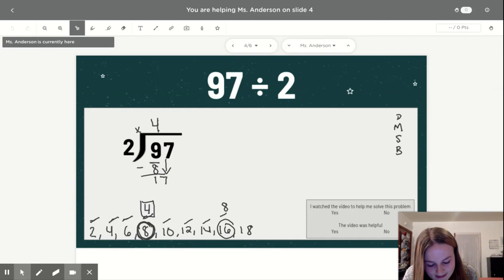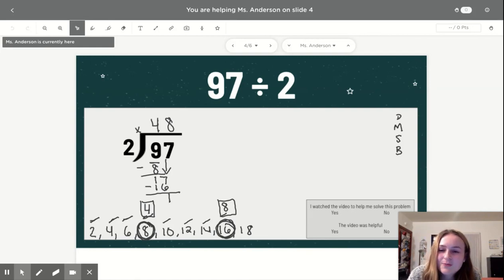I'm going to go ahead and take this 8 right here and put it right above the 7. And now I need to multiply 2 times 8. Well, we already figured that out. The answer is 16. So 2 times 8 is 16. Place that number below the 17. And it is time for sister subtracts. 17 minus 16 is 1.